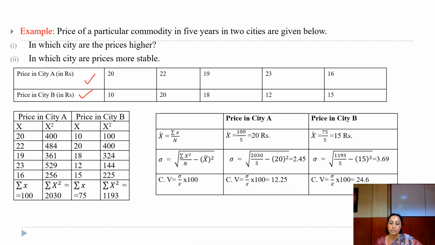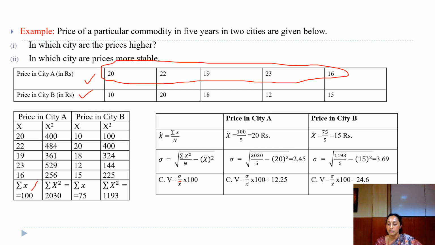So after that, let us use the formula. Coefficient of variation is given by standard deviation divided by X bar, that's the average, multiplied by 100. So let us find out individually the average price in city A by the formula. X bar is total of X divided by N. So here total of X is 100 and N is 5, as we have considered 5 years data. Therefore here N will be equal to 5, and then we come to know that the average price in city A is 20 rupees.